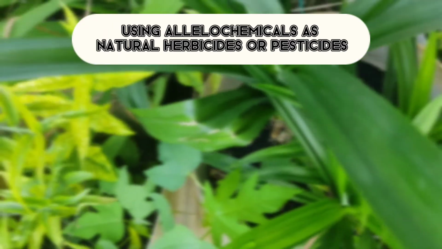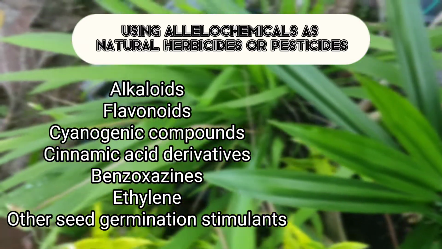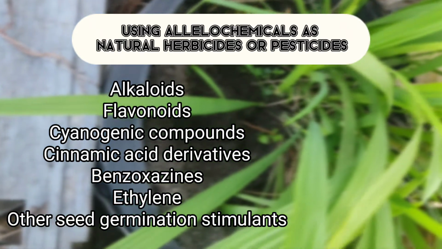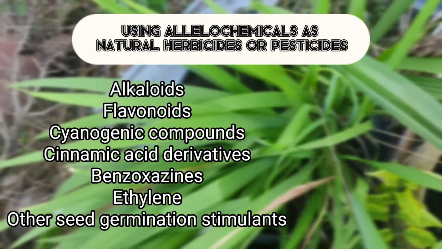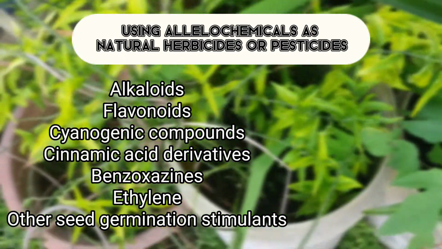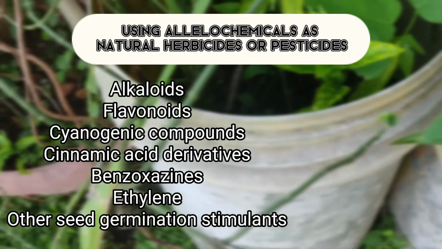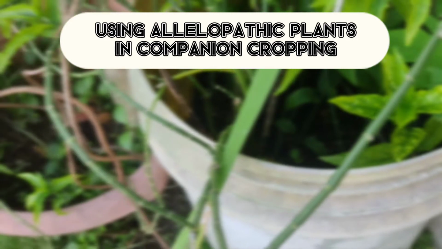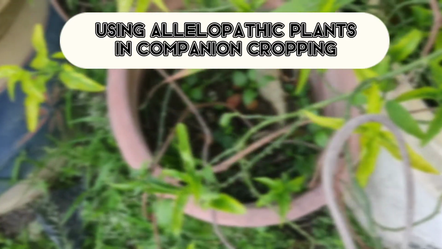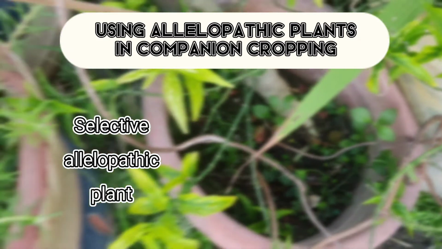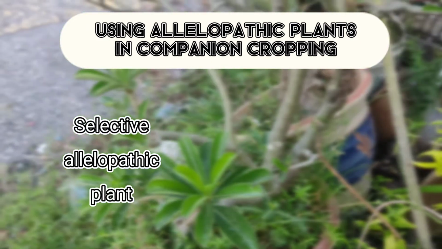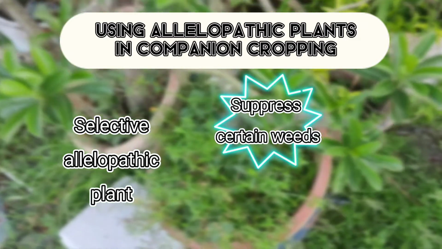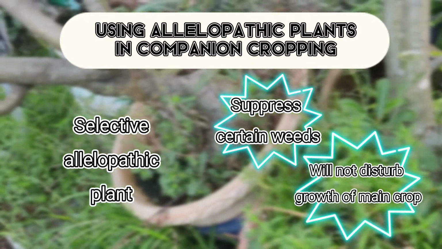Various allelochemical classes, including alkaloids, phenols, cyanogenic compounds, cinnamic acid derivatives, benzoxazinoids, and ethylenes, and some other seed germination stimulants can be isolated from various families of terrestrial and aquatic plants. These allelochemicals are readily or potentially phytotoxic to many unwanted plants. Using allelopathic plants in companion cropping may bring a great advantage to an agroecosystem. Selectively allelopathic plants can be used as a companion plant with a certain crop plant. The selectively allelopathic plants will suppress certain weeds and will not destroy the growth of the main crops.